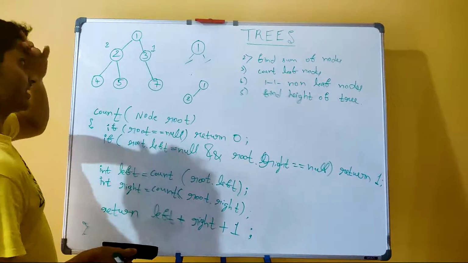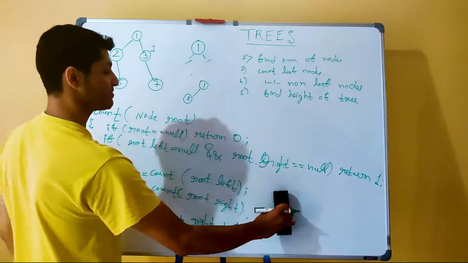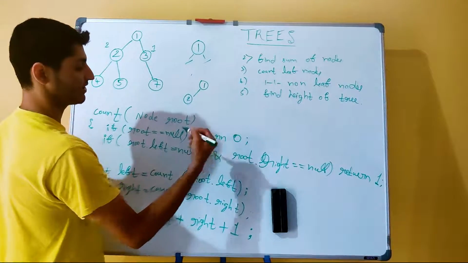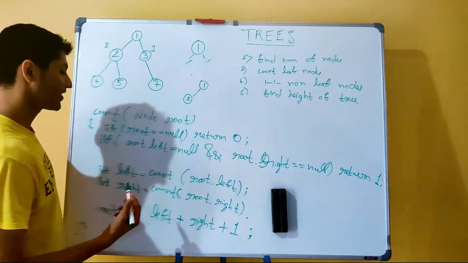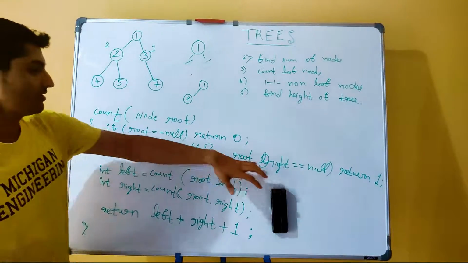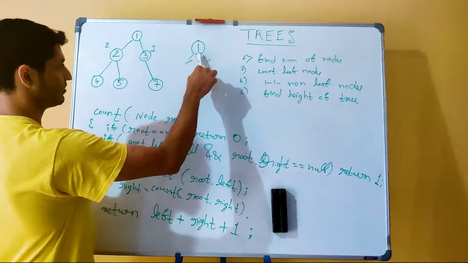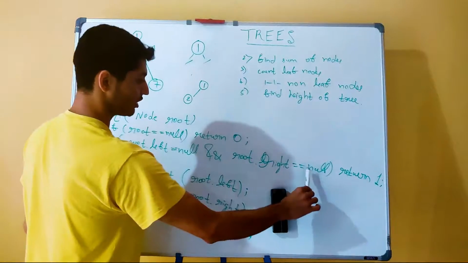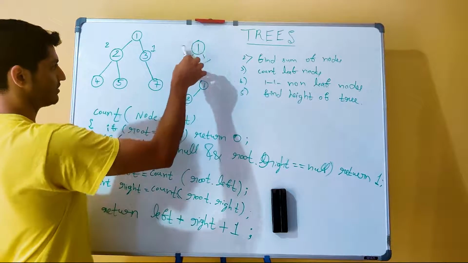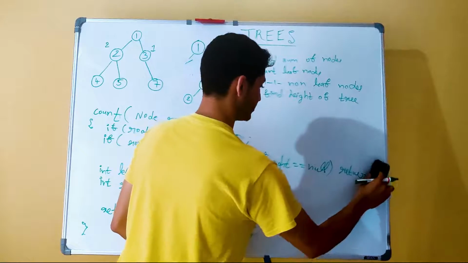How do we find the base condition? Given a tree which is empty, then what is the number of non-leaf nodes? Since there are no nodes, there is no question of number of non-leaf or leaf nodes, so I return 0. Now in this case, instead of returning 1, see, if my node's left and right children are both null, that means if it doesn't have any children, then this is the leaf node. So number of non-leaf nodes is 0. So I just return 0.